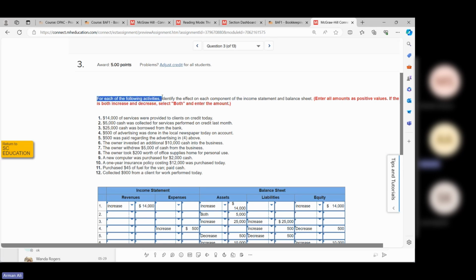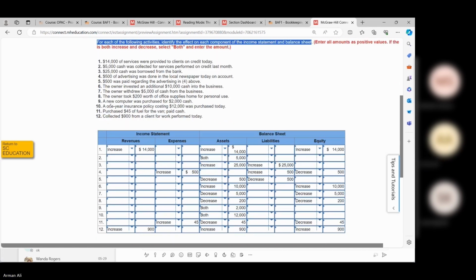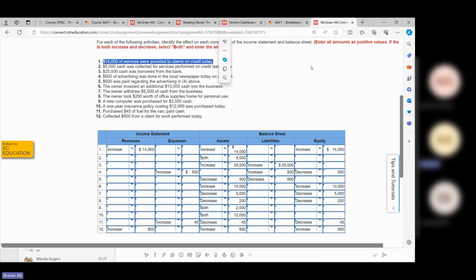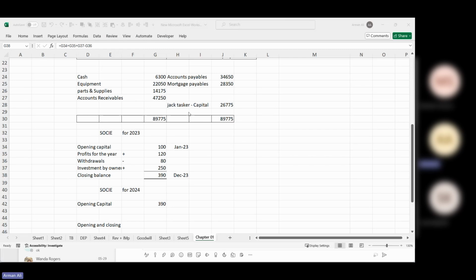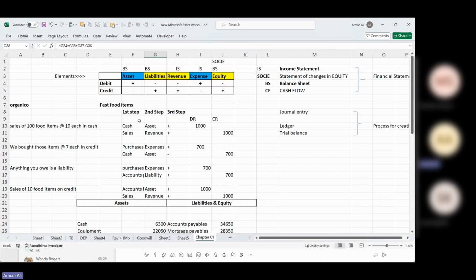For each of the following activities, identify the effect on each component of the income statement and balance sheet. Enter all amounts as positive values if it is both increase and decrease, like both. And okay. So now you have to do what I was showing you in the beginning. We were doing this. First step, they have identified this for you. You don't have to do the first step.